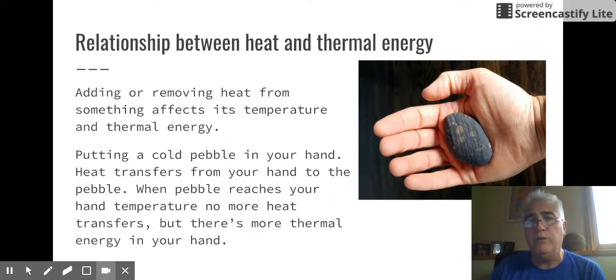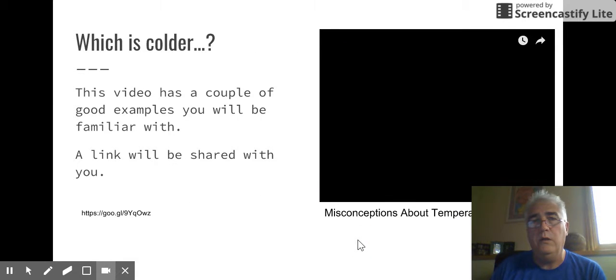When you put a cold pebble in your hand, the heat is transferring from your hand to the pebble. That's why the pebble feels cool to touch. When that pebble reaches your hand's temperature, you've reached equilibrium, it no longer feels cool. Conversely, if you put your hand on something warm, let's say the hood of a car that's been sitting out in the sunlight, it feels hot, and that's because the heat from the hood of the car in the sunlight is transferring heat to your hand.